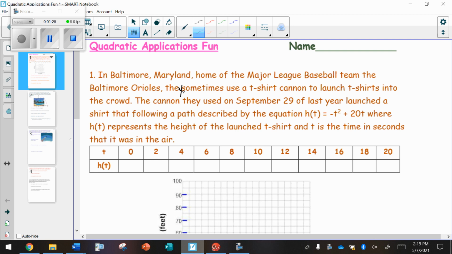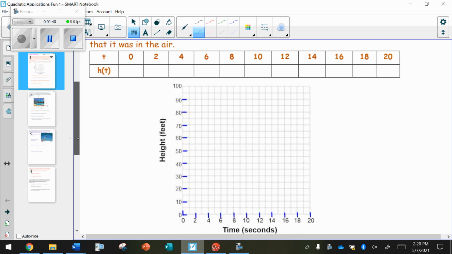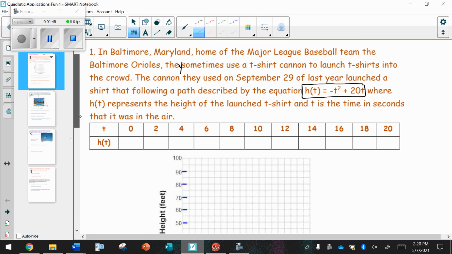So what I would like you to do is use your calculator and the equation that was given and complete the table that's shown here. And then once your table is completed, plot the dots and make the graph. All right. Now, the equation is given as h of t equals negative t squared plus 20t. When you type it into your calculator, you have to use x's, okay? So just make sure you use x's in the calculator. Okay, so go ahead and do that.